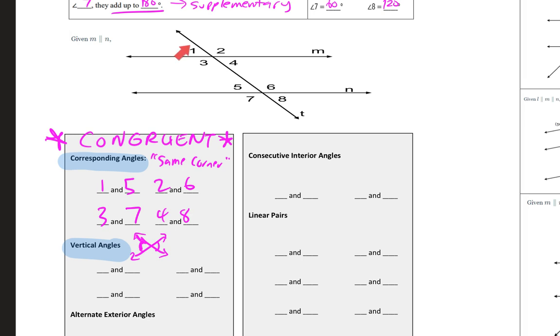Any ones that are crossing from each other, so 1 and 4, also 5 and 8. Which other ones? 2 and 3, and 6 and 7.